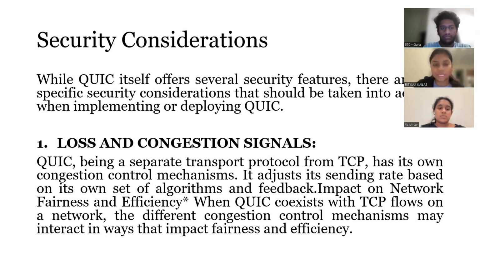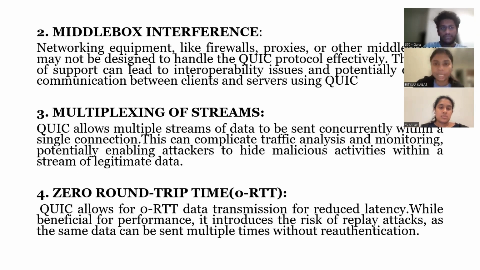QUIC is a separate transport protocol from TCP, and it also coexists with TCP flows. Because it is separate, it has its own congestion control mechanisms and its own packet loss mechanisms, and it adjusts its sending rate based on the set of algorithms it has and also the feedback it gains. So when it coexists with TCP flows, it affects the fairness and efficiency of that particular network.